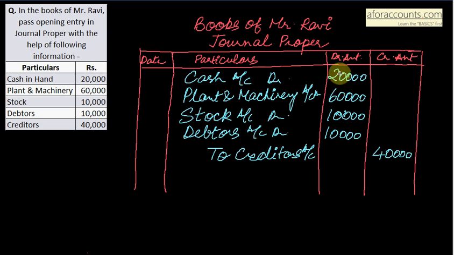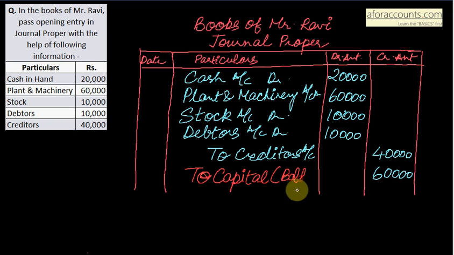Now see, 60,000, 20,000, 10 and 10. So this total comes up to 1 lakh. 1 lakh minus 40,000. So the credit side is less by 60,000. So what is this 60,000? This 60,000 is nothing but your capital. So to capital. Now that is your balancing figure. Okay, this is all for the opening entry. Next question.